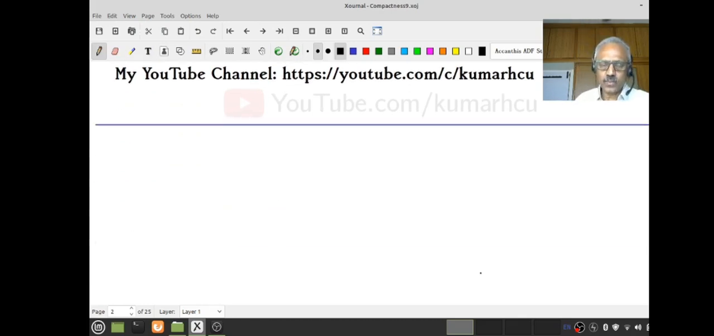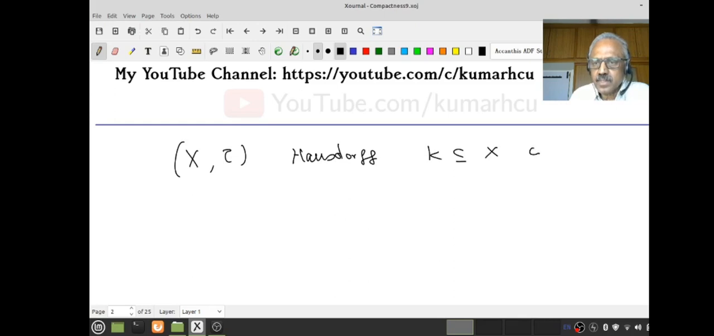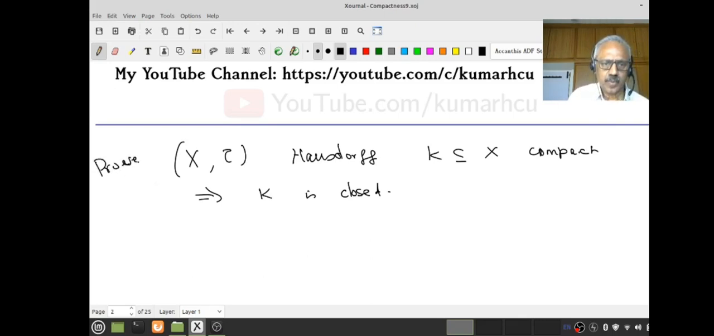So, let us recall what we proved, a very important result. If (X, tau) is Hausdorff and K in X is compact, then K is closed. This is already done. Most of the things we are going to do, in some fashion or other, will be using this result. Yesterday we had already seen one application.